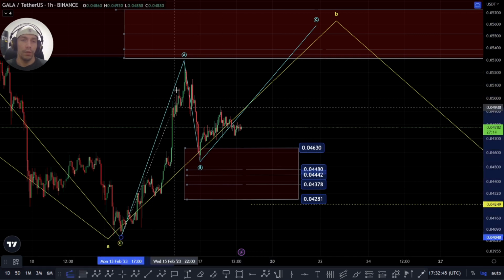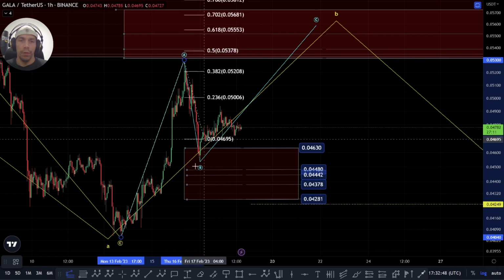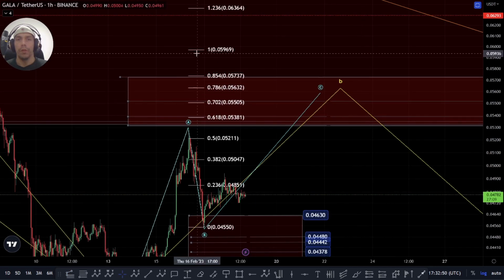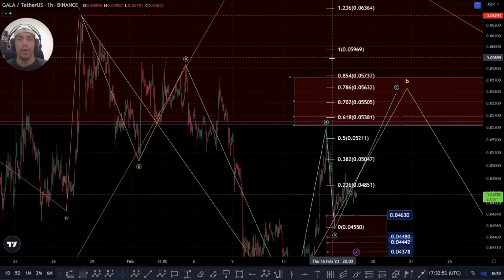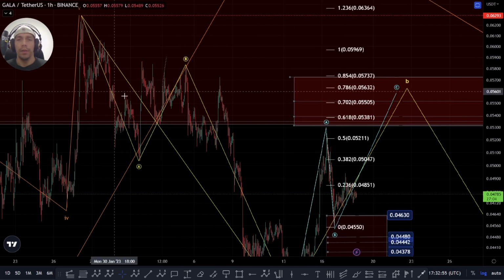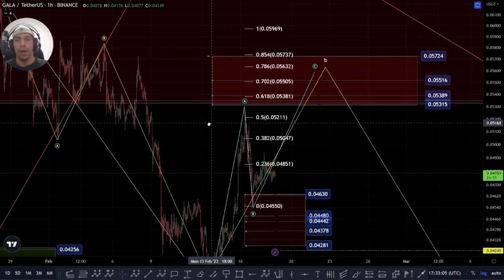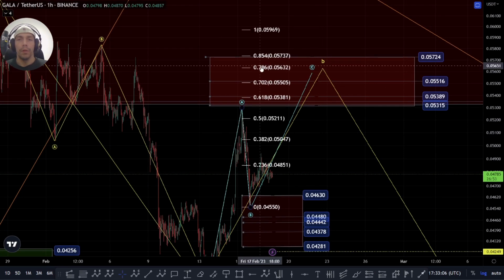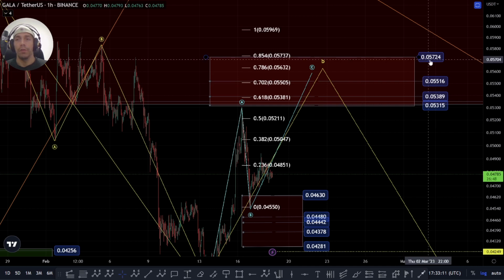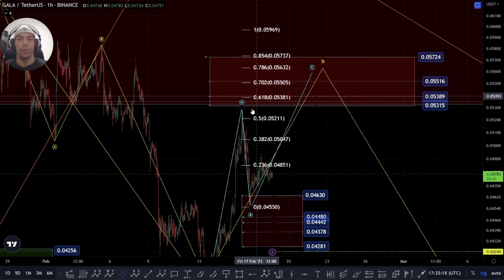So if it does complete here, what we'd be looking for is potentially a one-to-one move, which would actually take us to this 59.69. That would be quite high in relation to some of the structure here. The 0.854, however, would be quite an interesting zone as a test of this previous high point and some of these highs over here. So if we do get a move directly up here, that could be an interesting zone. It would also tie in quite nicely with the 786 retracement, which would be this 05724 area. So there's a little bit of confluence here between some of these zones.